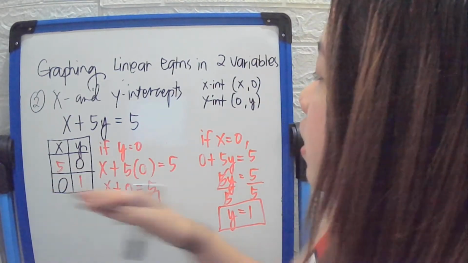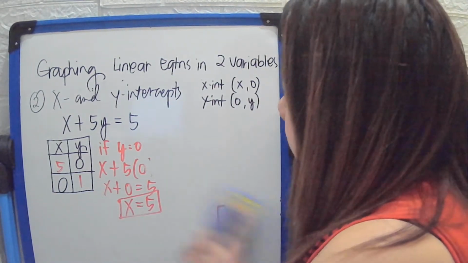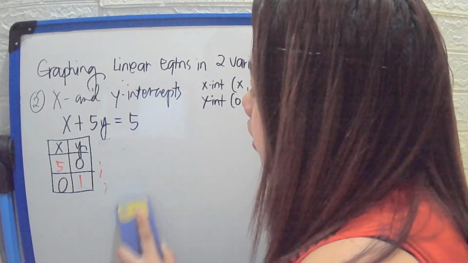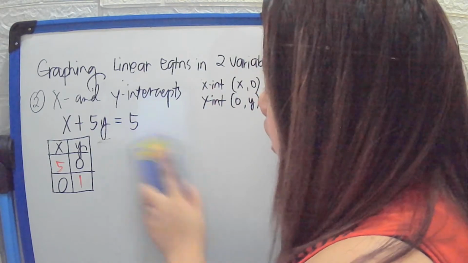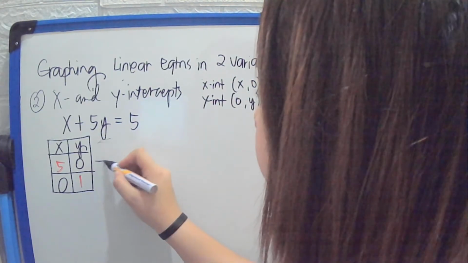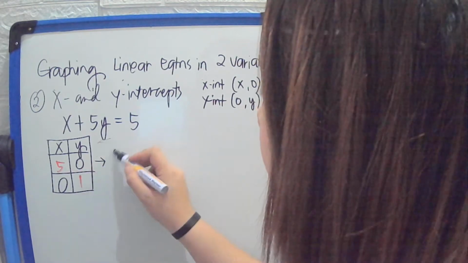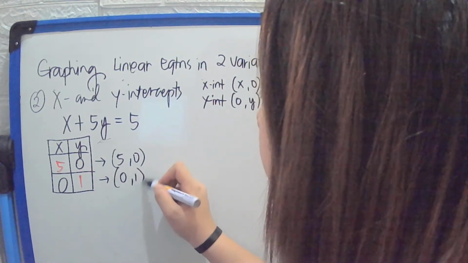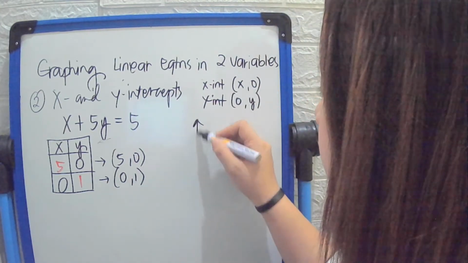Now, having the table of values, that's the time that you will create ordered pairs. Okay? So, remember, when you are to get the ordered pairs, you have a value for x and a value for y. So, for the pair, we have 5, 0. And for this, we have 0, 1. So, ito yung ipa-plot po natin.